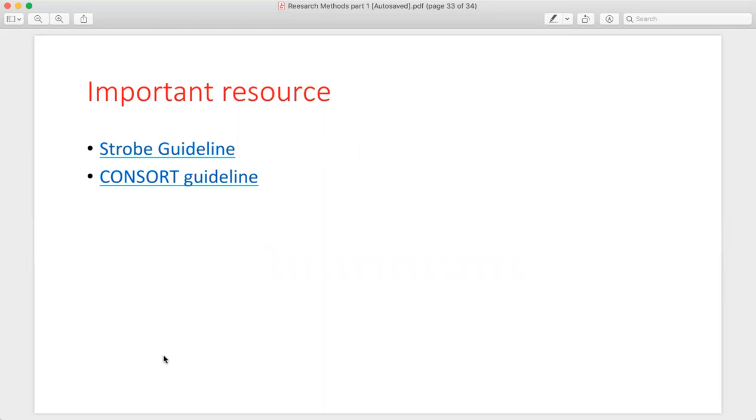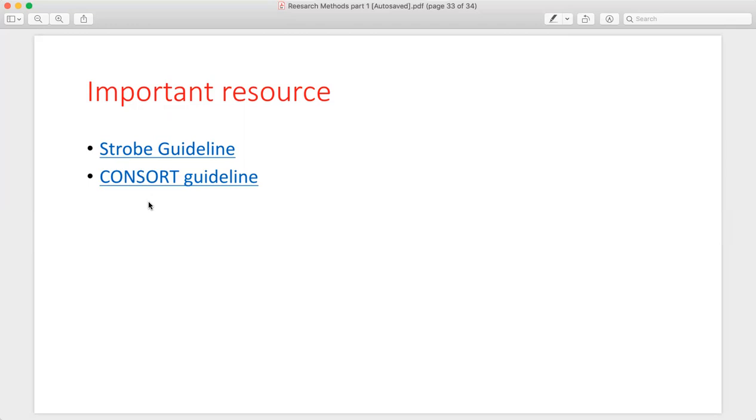These are two important resources. The STROBE guideline: if you are planning to do an observational study, then go ahead and refer to the STROBE guideline. Both of these guidelines are available on our course website. And if you are doing an intervention study, then look at the CONSORT guideline. These are reporting guidelines.